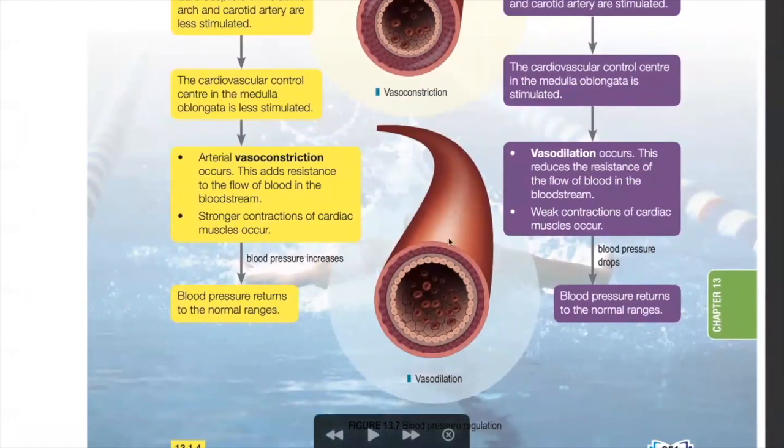Vasodilation tu macam mana? Vasodilation maksudnya saluran darah ni akan mengembang. Bila mengembang apa jadi? Reduce the resistance of blood flow in the bloodstream. So weak contraction of the cardiac muscle occur. Cardiac muscle ni adalah muscle yang kita jumpa dekat jantung lah. Okay, so pressure akan turun. Bila blood pressure turun, the blood pressure return to a normal range.